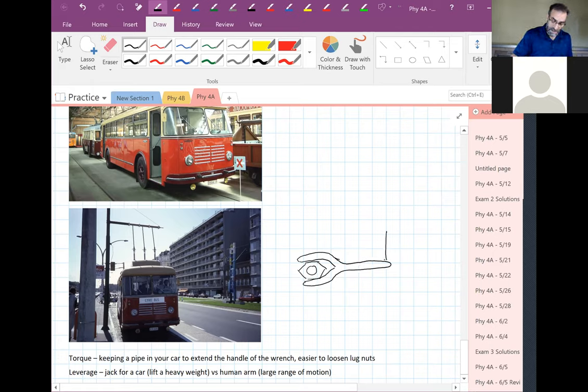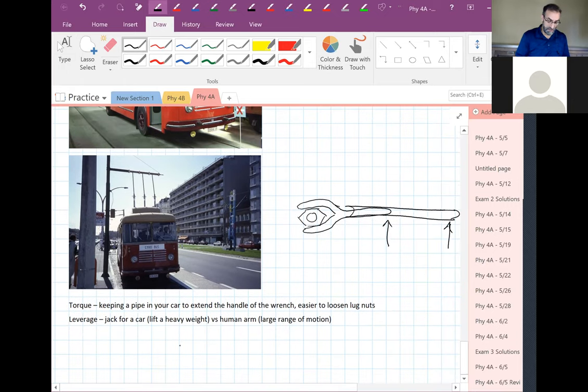And you're pushing on the end of that wrench, you're trying to loosen that nut. You're pulling up, and you can't get it to budge. It's frozen on there. So you get a pipe, and you slide the pipe over the end. And now you can push over here and produce much more torque and get that frozen nut to break loose and change your tire.